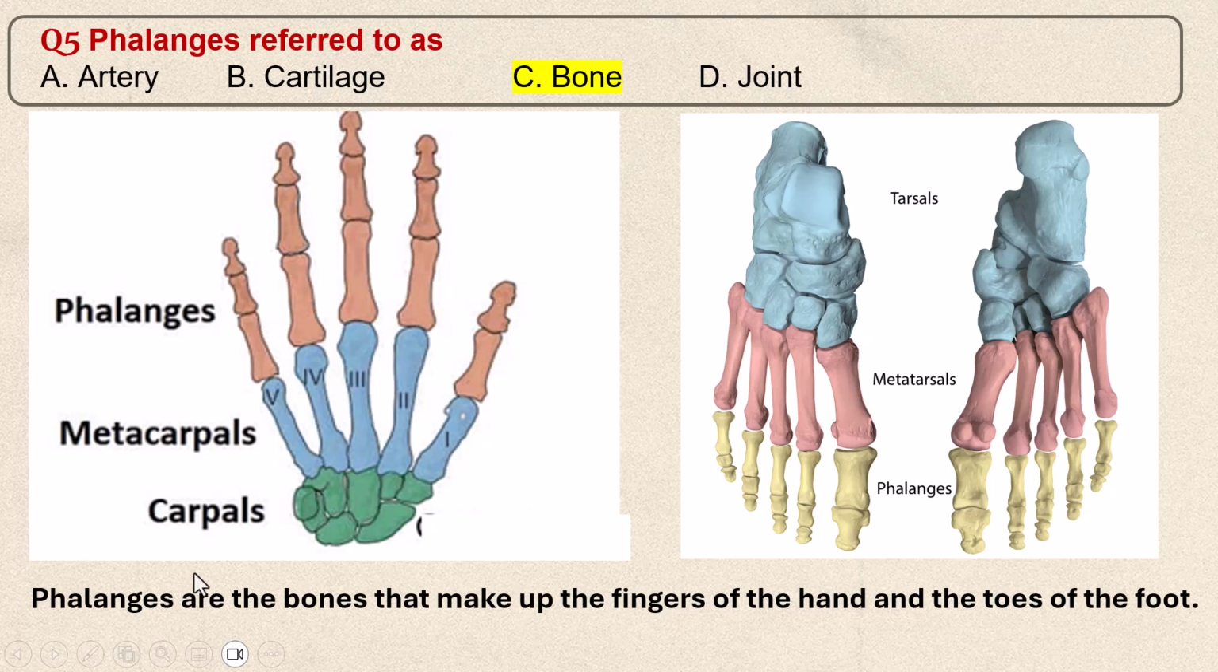You can see phalanges are the bones that make up the fingers of the hand and the toes of the foot. You can see the fingers of the hand here. This is the phalanges, and the toes of the foot are phalanges. You can see here.